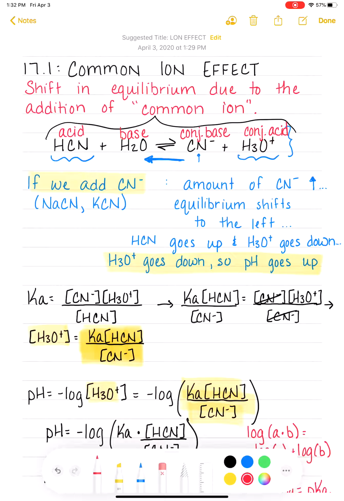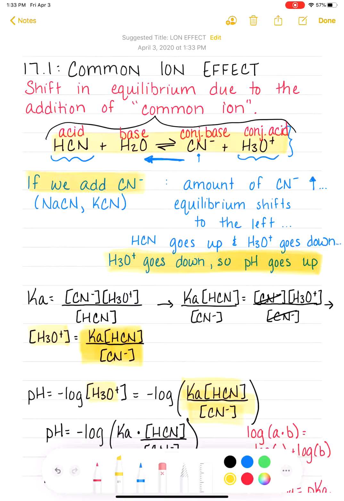So in this section at the very beginning, the first thing that I was showing you was if you add a common ion, a substance that's already present, to a system that's in equilibrium, ultimately what we found out is that it is going to affect the pH of that particular system. And so we said here, if we added cyanide to this particular reaction, we found out using Le Chatelier's principle that the pH of that solution would end up going up.